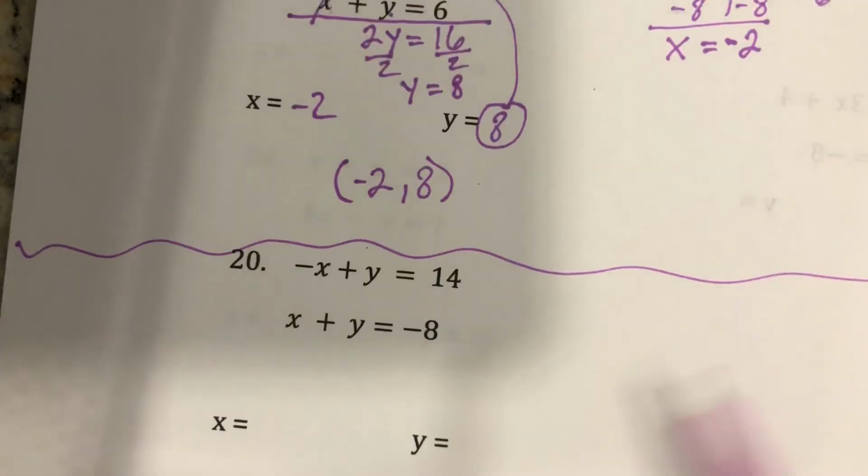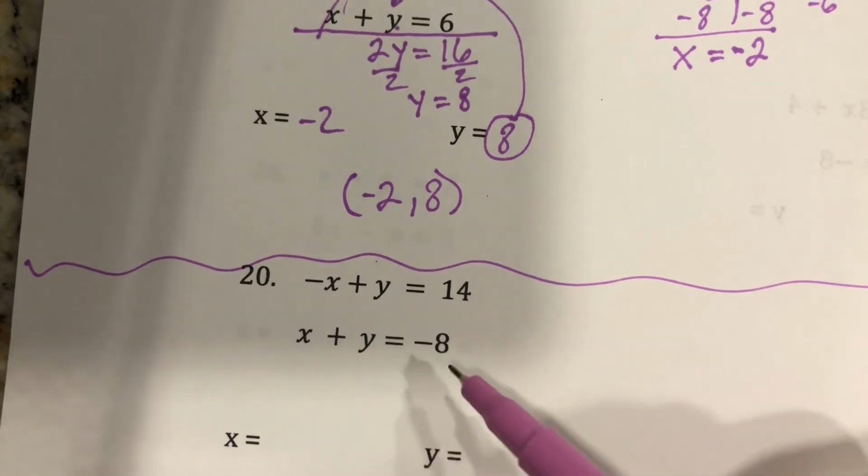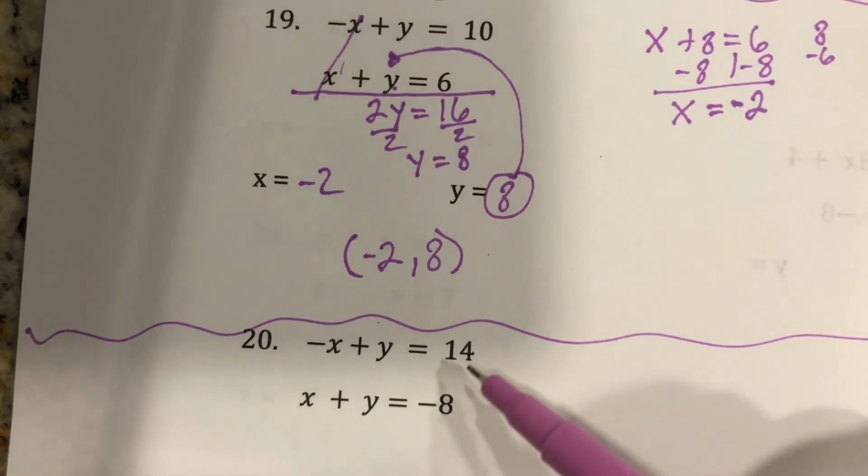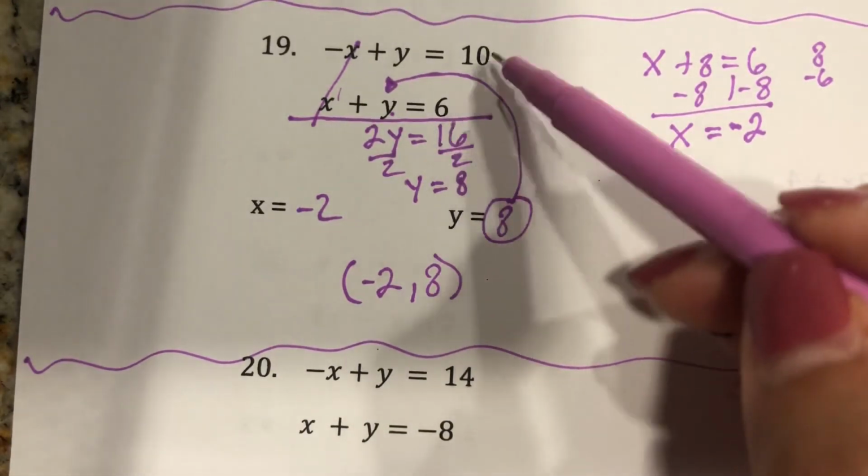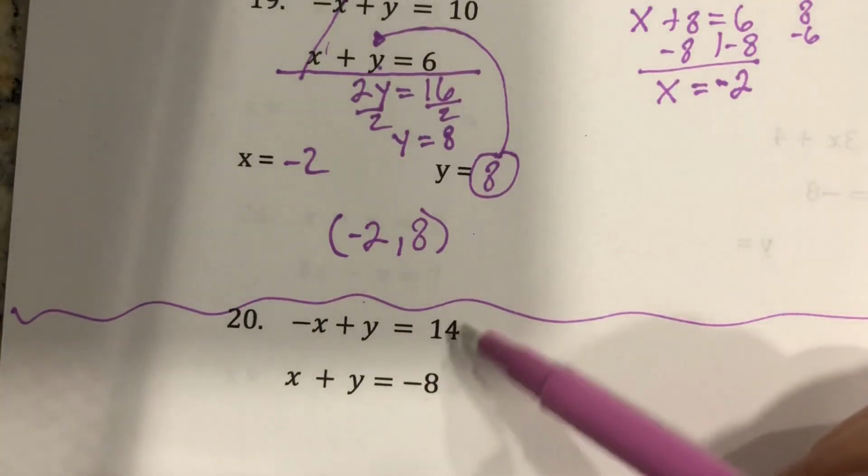That's it. From there, you should be able to do question 20. It's almost identical. The only difference is that I had two positive numbers, and now you have a positive and a negative.